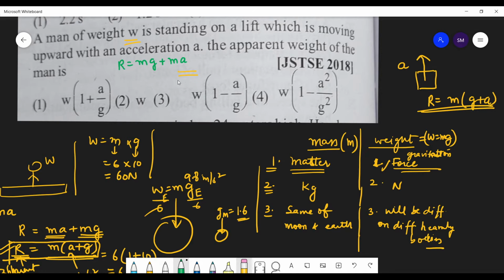So which of these options is correct? This is apparent weight, Option A. So what is option A? If we simplify it, this W is equal to M into G, so M into G into 1 plus A by G. When you multiply mg here, you will get mg, right? And when you multiply mg into A by G, G cancels out and you get M into A. Is this clear, students? Yes, sir.